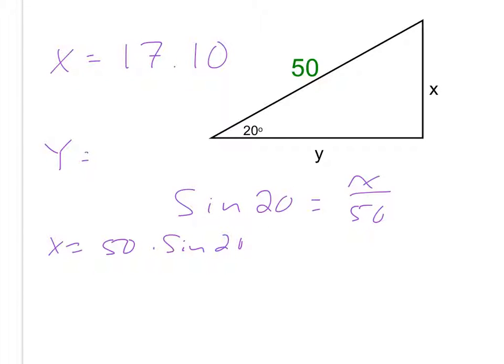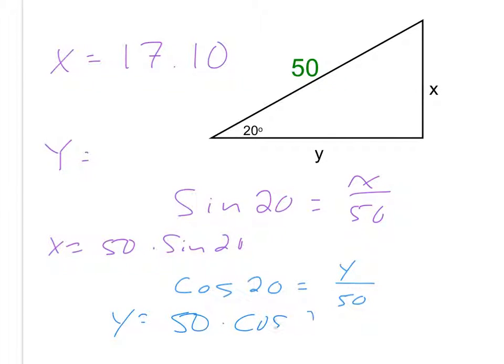Okay? To do my y, I know that the cosine of 20 is equal to y over 50. And again, what I've done here is I've looked and I say the cosine of 20 is equal to the adjacent over the hypotenuse. So again, I'm going to multiply both sides of my equation by 50. So I get y is equal to 50 times cosine 20.